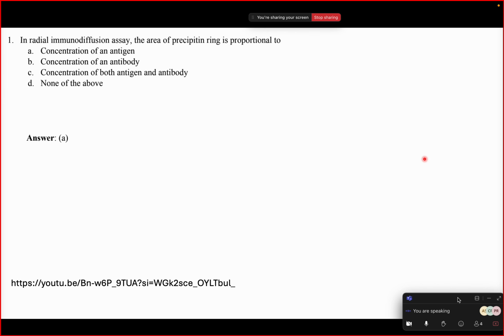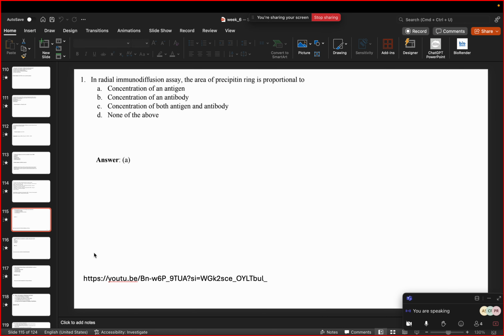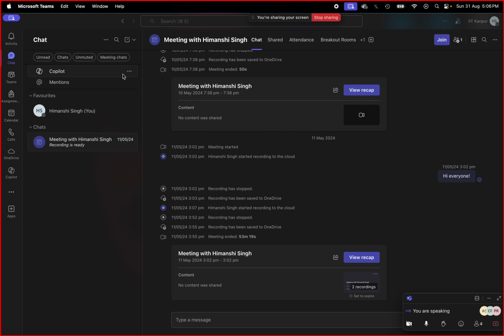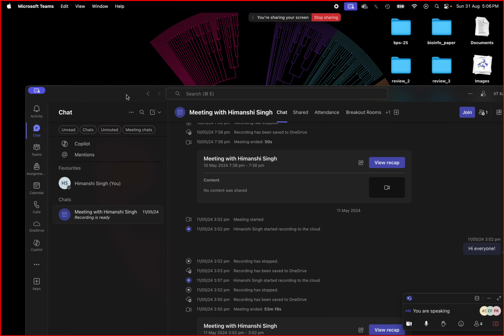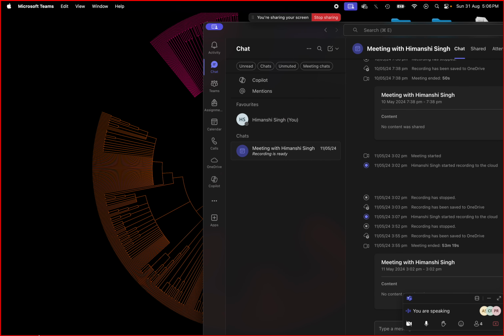Yeah, so we'll basically see. I don't know how many of you actually did the immunodiffusion assay, but it's really nice to see those inhibition zones and everything. Okay, so just give me a minute.